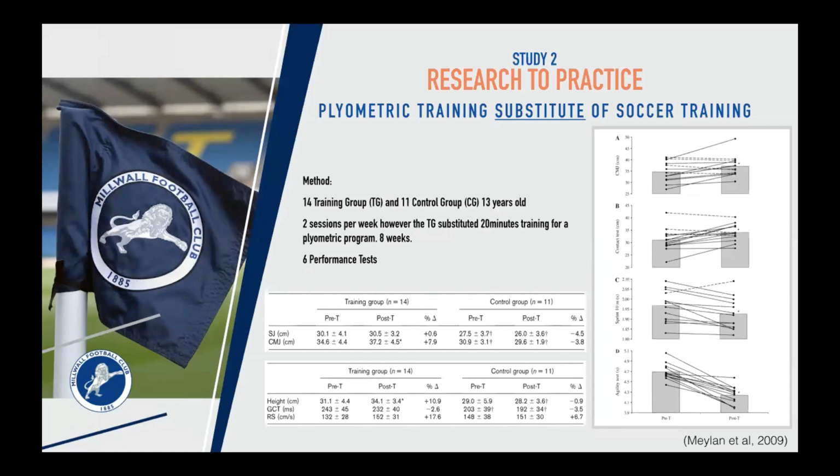Looking at performance, you can clearly see that the plyometric group had bigger jumps, faster 10-meter time, and a better agility time. So it's a really key message to take home, that plyometrics is really important as part of soccer.